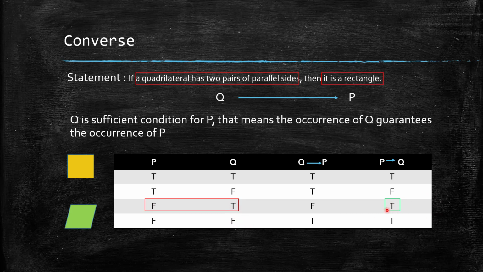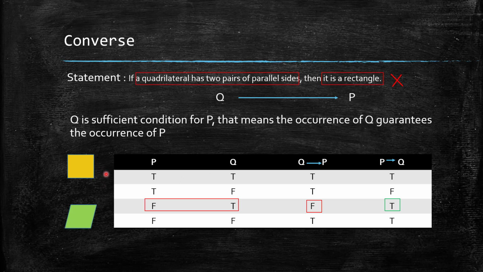That's why P implies Q was true over here, but Q implies P will be false, because Q is true, that means Q is happening, but P is false, that means P is not happening. Over here we established that Q is a sufficient condition for P, that means the occurrence of Q guarantees the occurrence of P. If that is not happening, then this particular statement is false. So given our statement is correct, our converse statement is false over here.